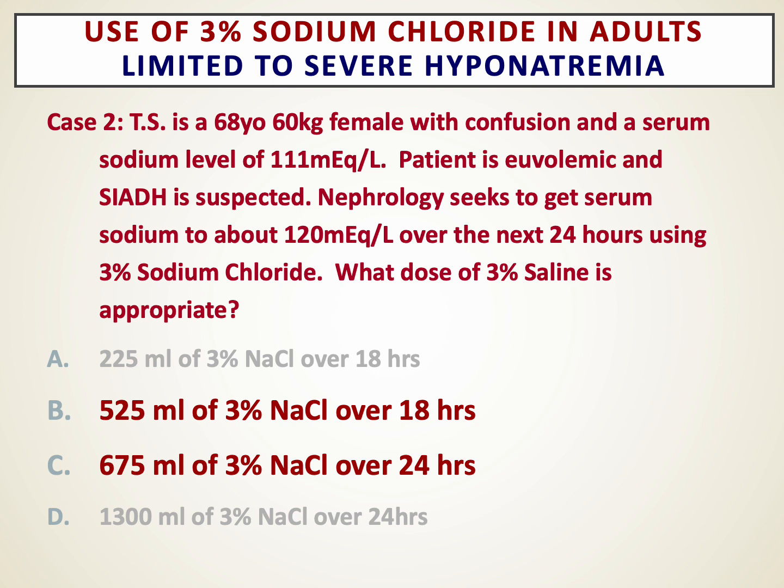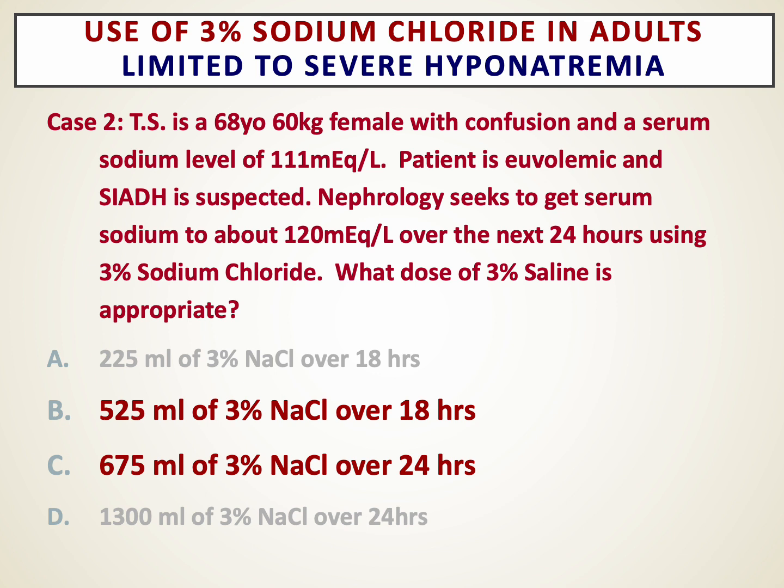But for the most part, what you're shooting for is a goal: how much do you want to get it up, over what window of time, to get to the goal of 120. And once you get to 120, typically we're going to switch them to normal saline. So 3% saline is going to be limited again to patients who have a serum sodium less than 120 and who are symptomatic with CNS changes.